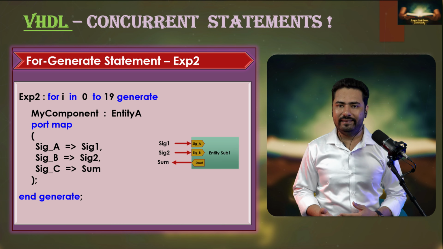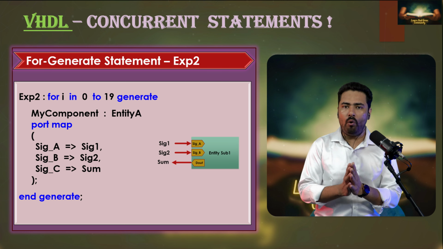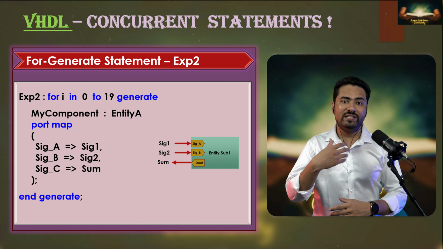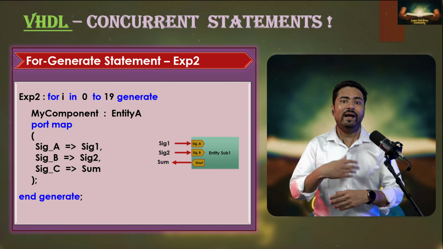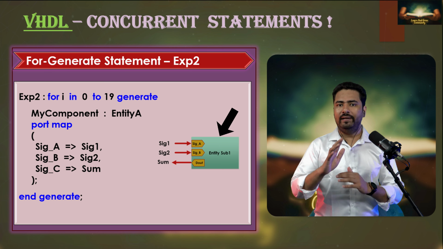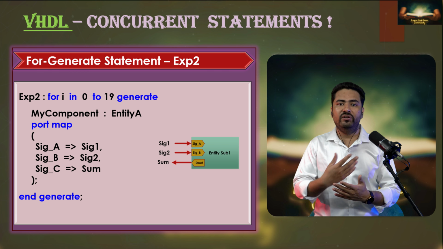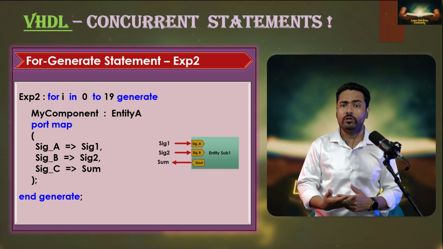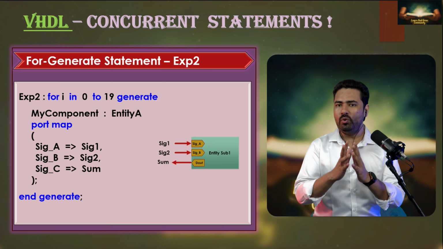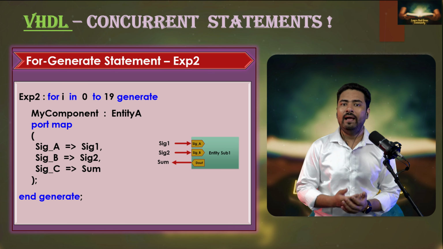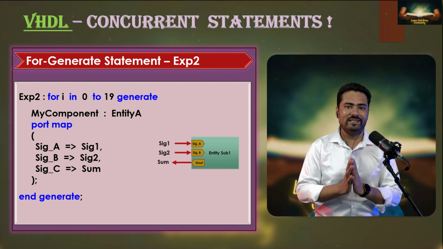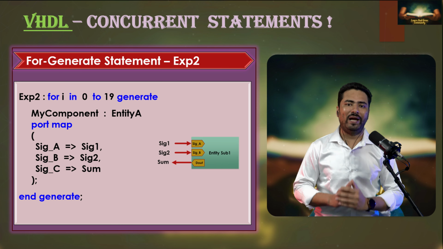Let's look at another example, and it will make it clear how and where to use the for generate statement. This time I want to instantiate a component of our entity sub1 20 times. If you remember, we created this entity sub1 in our previous video to show how component instantiation works. In that video, we instantiated two hardware blocks of entity sub1 by manually writing the component for each instance. So we have written it 2 times.